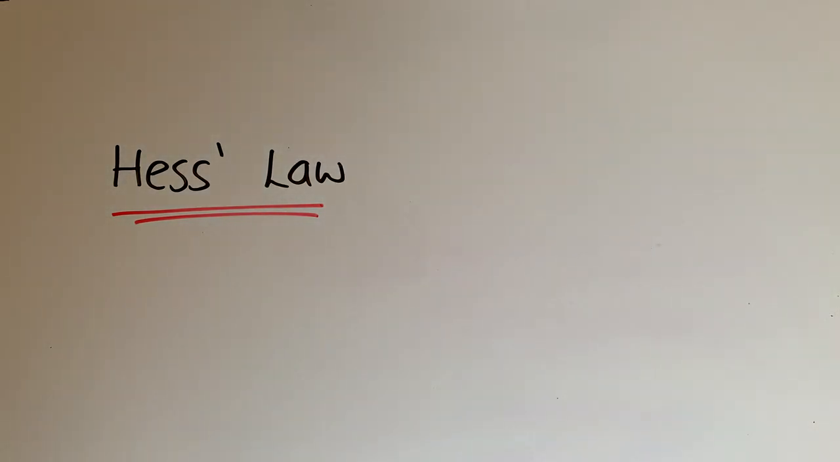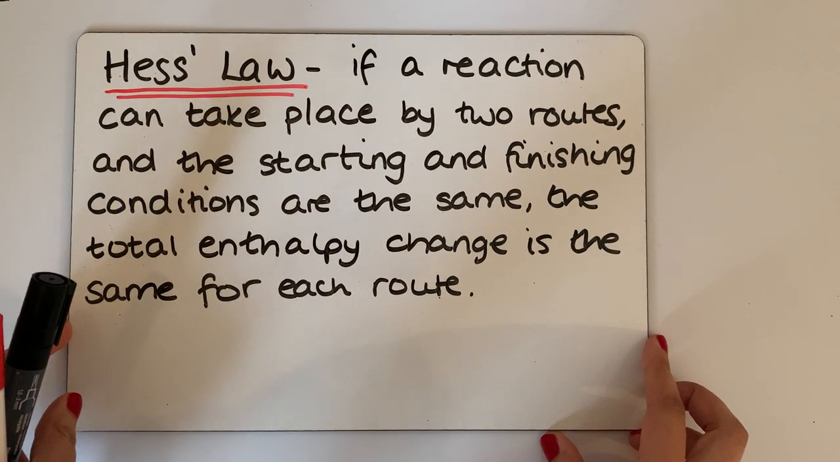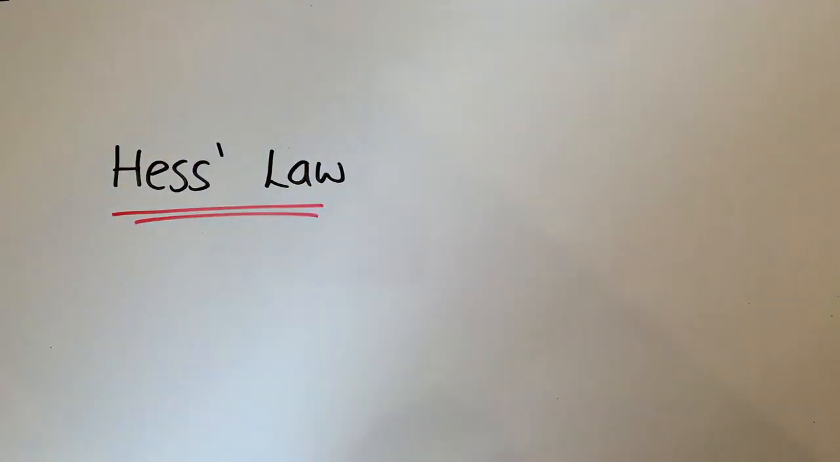So first things first, we're going to have a look at what we actually mean by Hess's law. Hess's law states if a reaction can take place by two routes and the starting and finishing conditions are the same for both those routes, then the total enthalpy change is the same for each route. So we can have two different routes to go from our reactants to our products, and as long as the conditions are the same at the beginning and at the end, then the enthalpy change is the same for both those routes. Let's have a think about what that actually means, how that applies to what we already know.